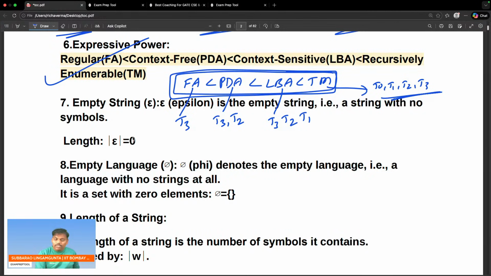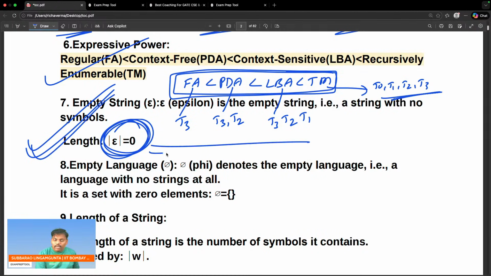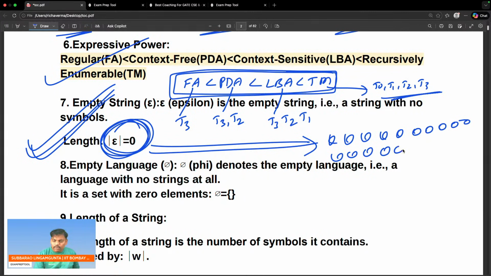Empty string. Epsilon is a special person. Remember, it is one string whose length is 0. It's very, very important. Total TOC is running on this person only. If you know this person, you know TOC. Through my experience, I'm saying, if you know this person, you know TOC. So try to understand this. Empty string, which is also called epsilon. Why is it called empty string? It is not empty language, it is empty string.